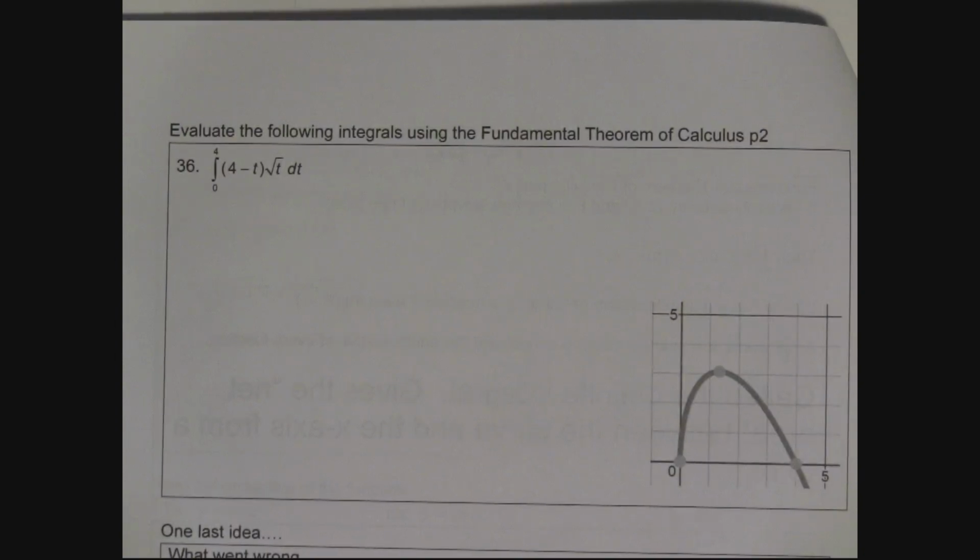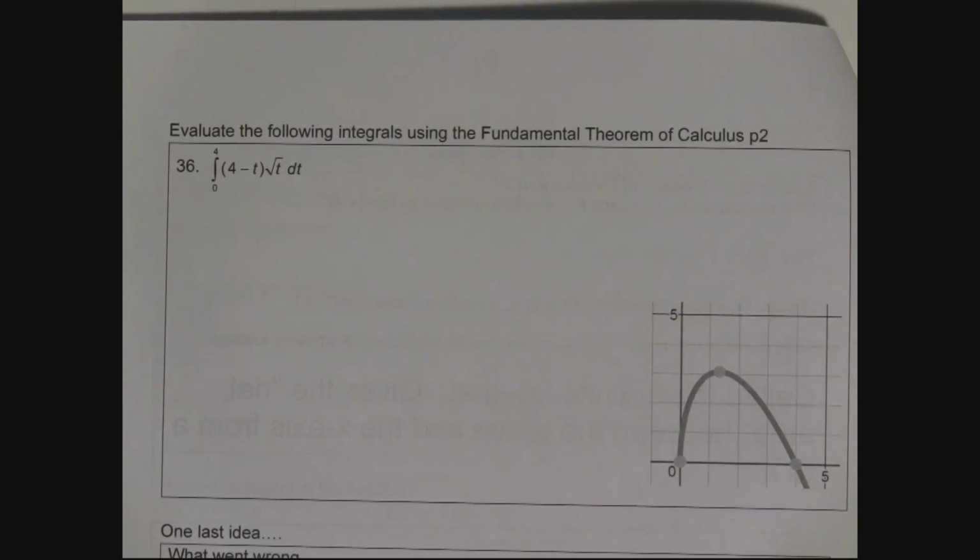So if I want to find the antiderivative here, I have a product, and you cannot find the antiderivative of a product straight out. You can't find the antiderivative of one piece and then multiply that by the antiderivative of the other piece.